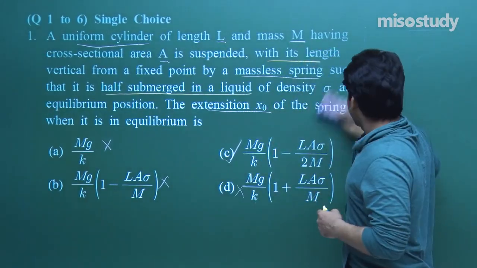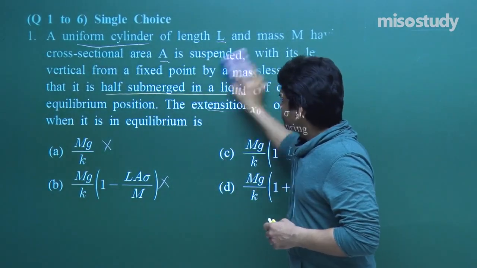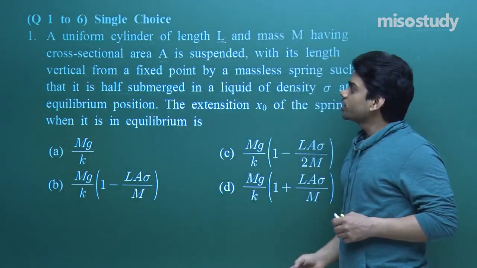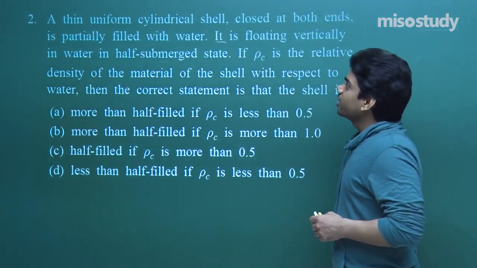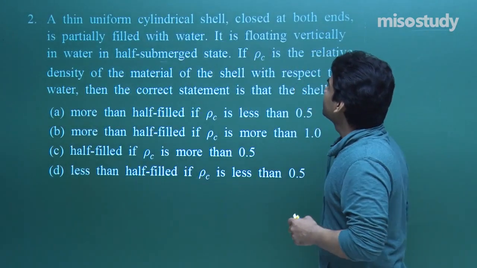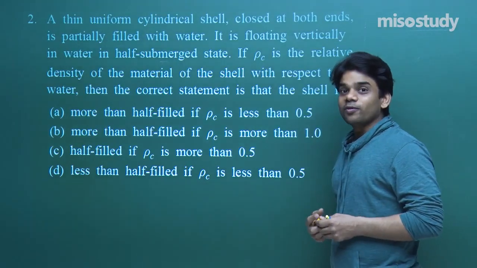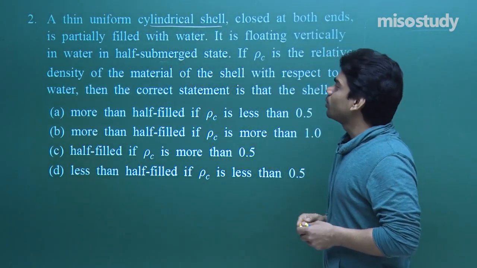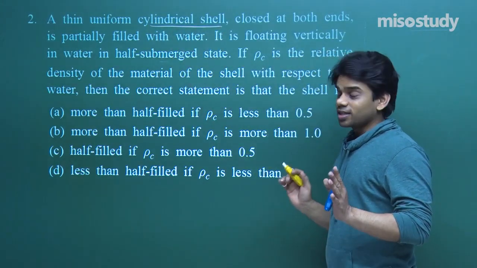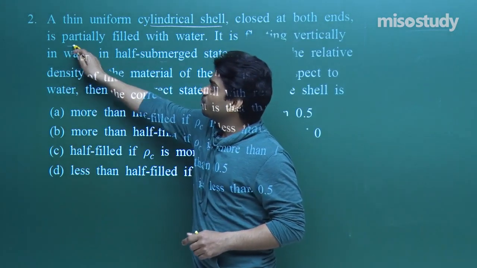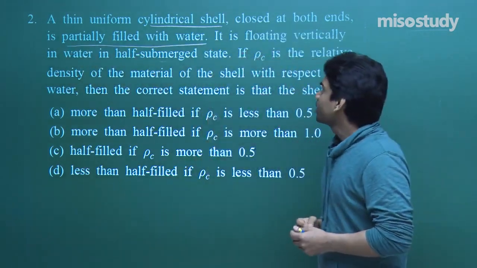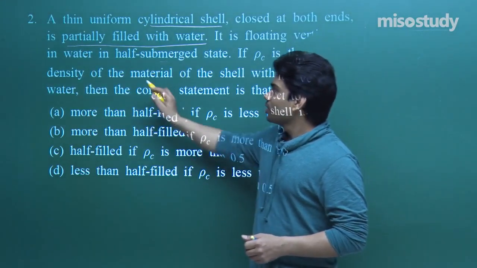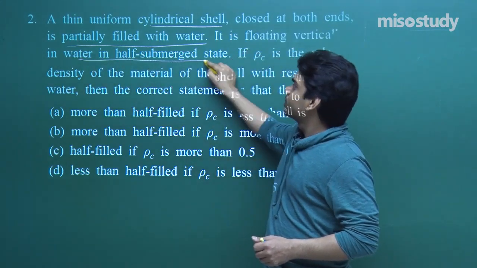Next question of the class, question number 2. A thin uniform cylindrical shell closed at both ends. The cylindrical shell means it's a hollow shell, closed at both ends, is partially filled with water. Remember this term, partially, it's not completely filled with water. It is floating vertically in water in half submerged state.